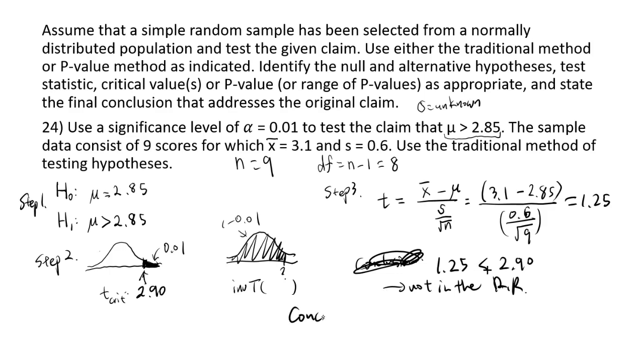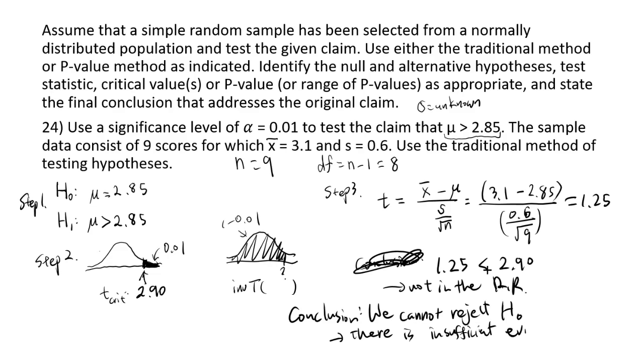So the conclusion here is that we cannot reject the null hypothesis. Okay, so in other words, there is insufficient evidence to prove that mu is greater than 2.85. Right. So that will be our conclusion.